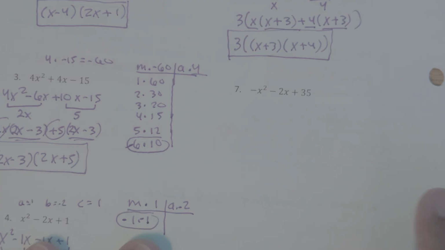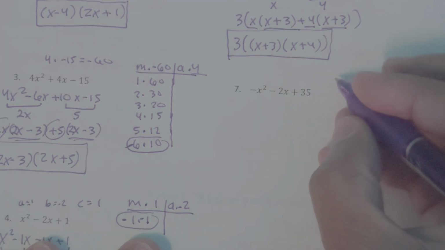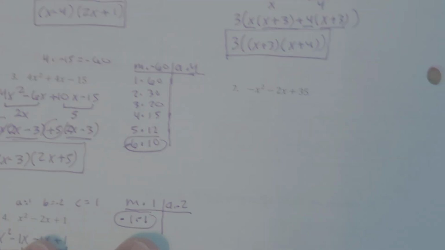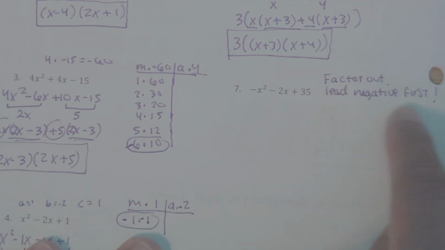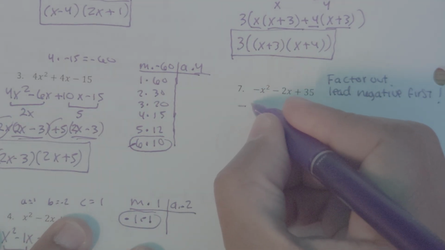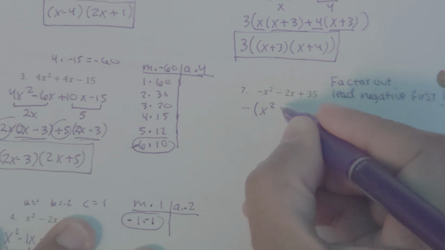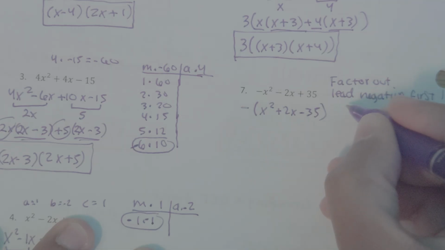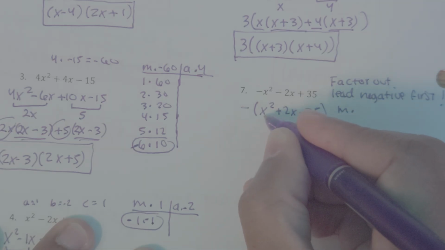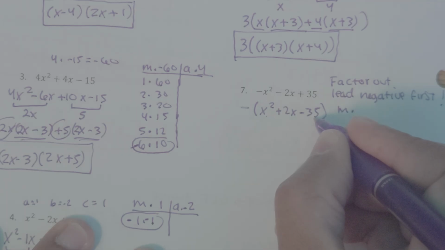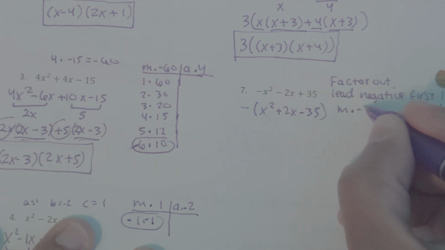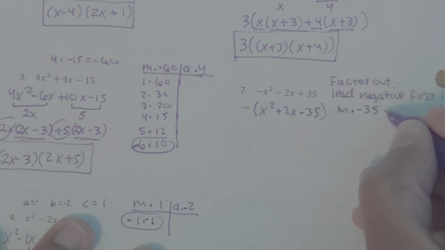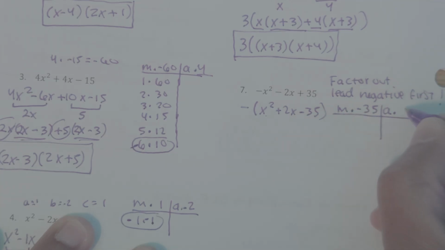Okay, one last example. So there's a negative lead. For this one, I'm just going to add a note, and that is that we need to factor out the lead negative first. So then negative, and then this becomes positive x squared. This changes to positive 2x, and this changes to minus 35. So now we need to find the multiples of a times c, which is 1. And c is the negative 35, so multiples of negative 35, because 1 times negative 35 is negative 35. We need to find the multiples of negative 35 that when we add them, they add to our b value, which is positive 2.